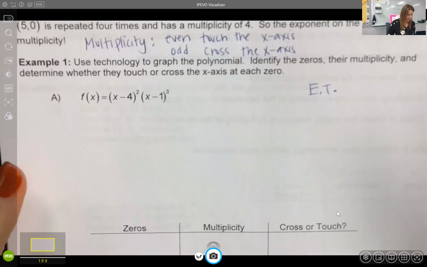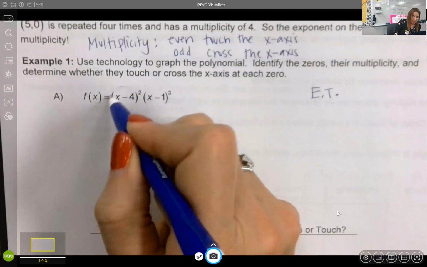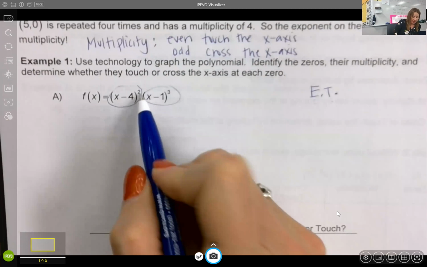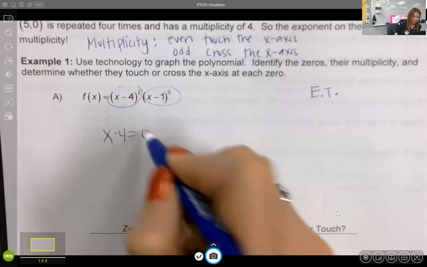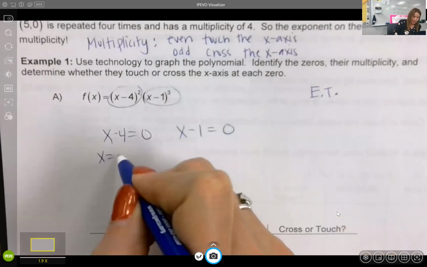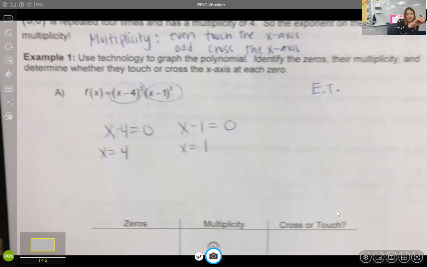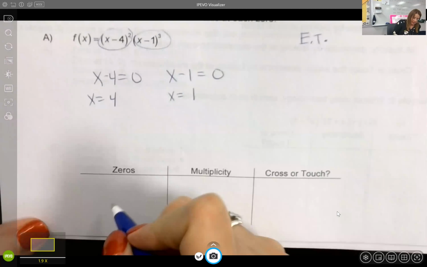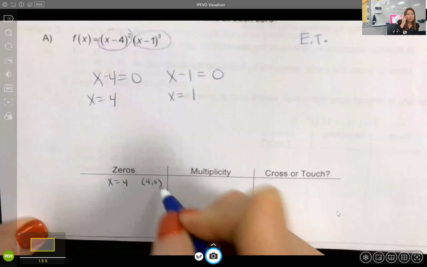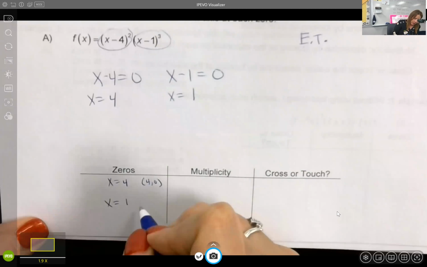Okay, so for this, first of all, I'm going to put each parenthesis equal to 0, but I'm not going to include the power with it. So this is going to be x minus 4 and x minus 1. Okay, so this is going to be 4 and 1. So when I'm writing my 0 down, I'm going to say x equals 4. Another way that that could look is 4, 0. Okay? And then my other one is 1, and that would be 1, 0.